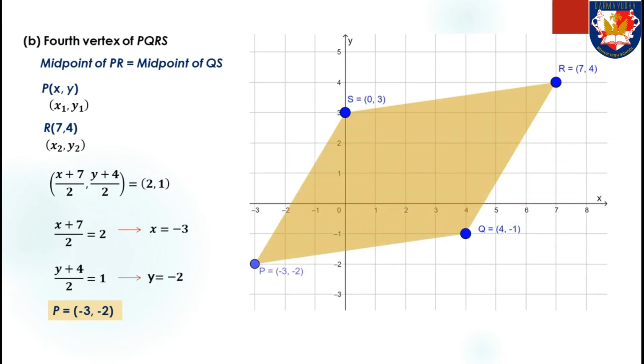From the midpoint of PR, (x plus 7 over 2, y plus 4 over 2) equals (2, 1) from the midpoint of QS. From here, we know that x plus 7 over 2 equals 2. Therefore, x equals -3. From y plus 4 over 2 equals 1, y equals -2. Therefore, the point P equals (-3, -2). Here is the sketch of PQRS. With P equals (-3, -2), this is a parallelogram.